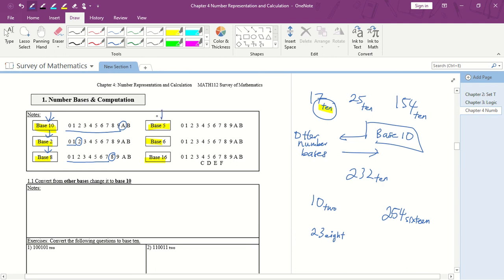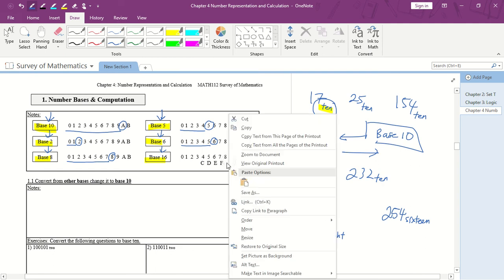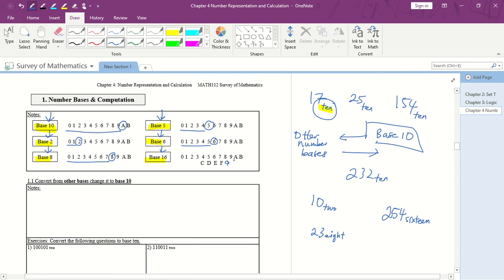And base 5, the same idea. We will not see the number 5, but only the numbers before it, 0 to 4. Base 6, circle the number 6, only 0 to 5. And of course, for base 16, you see here 0, 1, 2, 3, 4, 5, 6, 7, 8, 9, and you know this is 10, 11, 12, 13, 14, 15, and this will be the 16. The G will be the 16.